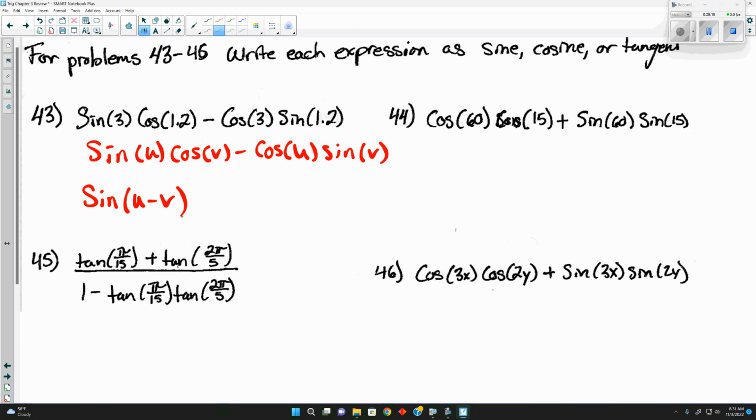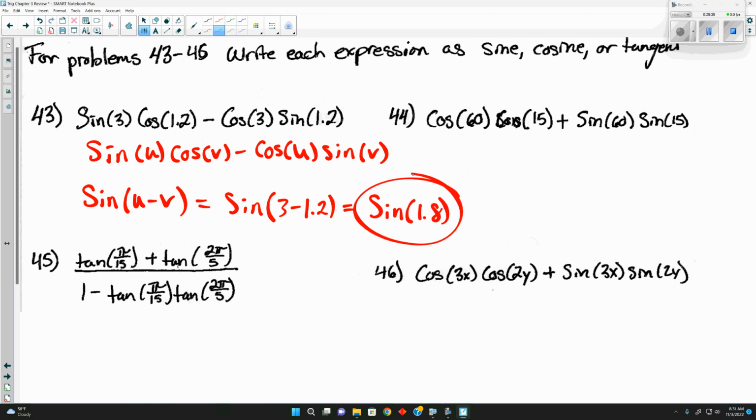So for us here, U in our case is 3. V is 1.2. So 3 minus 1.2 is 1.8. That's all it's wanting for these here. In terms of sine and cosine, you're just taking that formula, matching it up, plugging in U and V, simplifying so that we have this here. Questions on this one here?